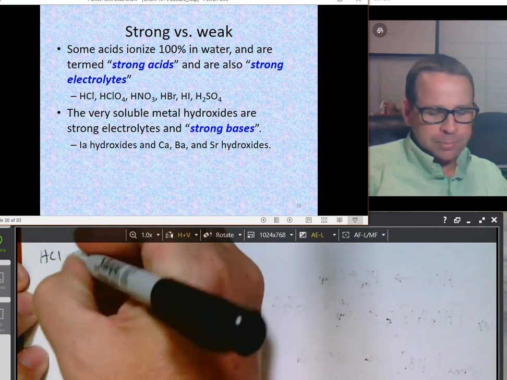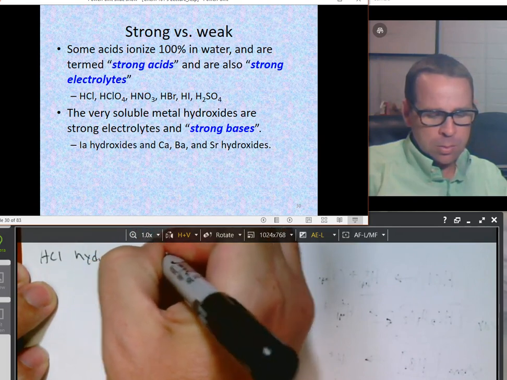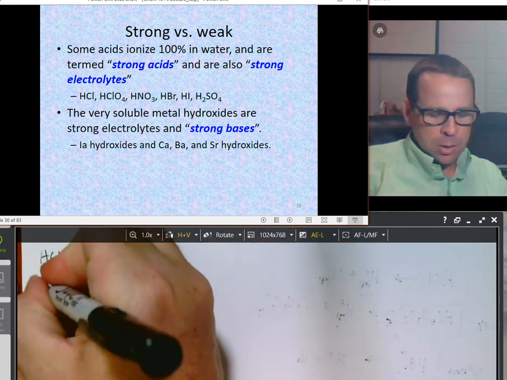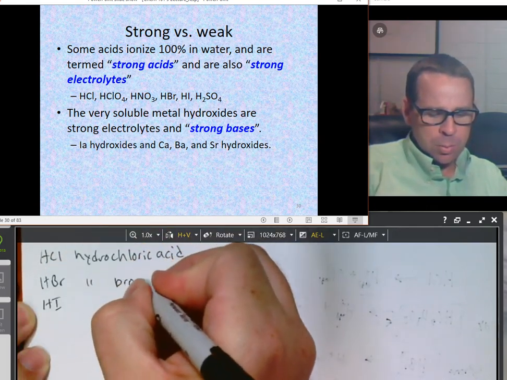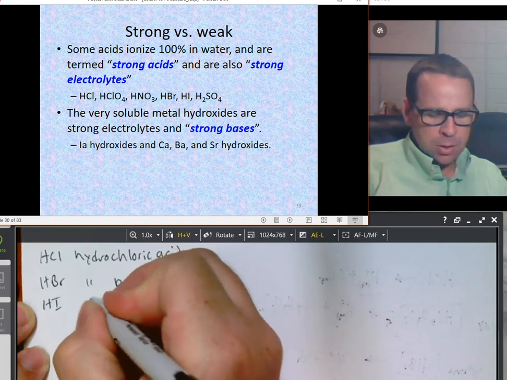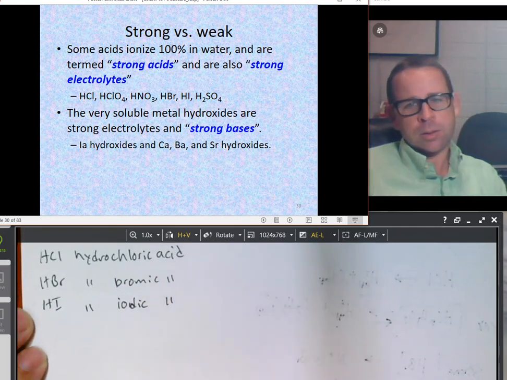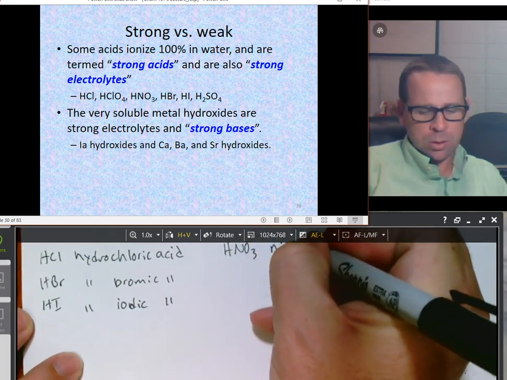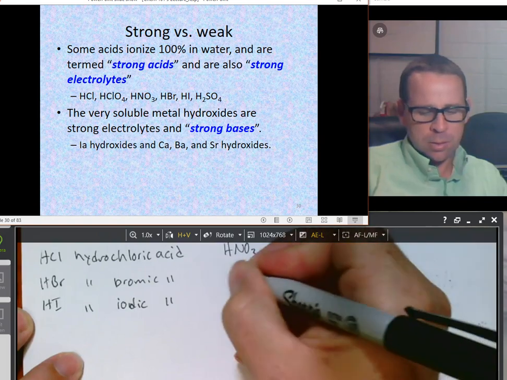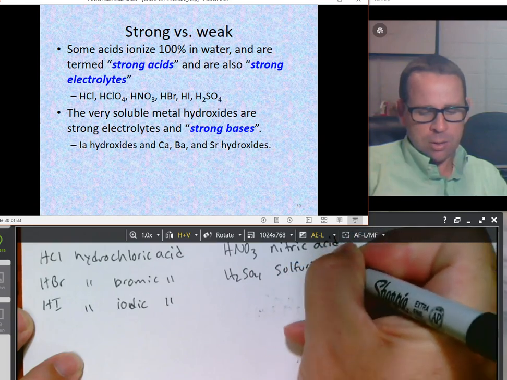All right? This is hydrochloric acid. HBr and HI. These are hydrobromic acid, hydroiodic acid. Okay, that's 3 of our strong acids. HNO3 is called nitric acid. H2SO4, sulfuric acid.